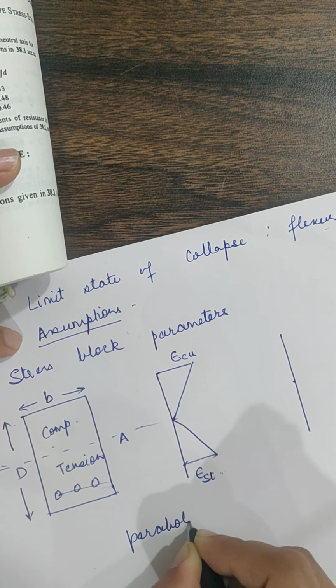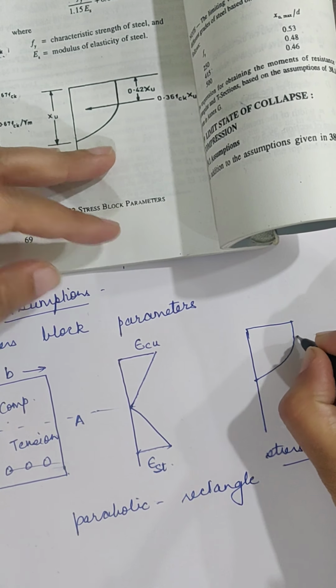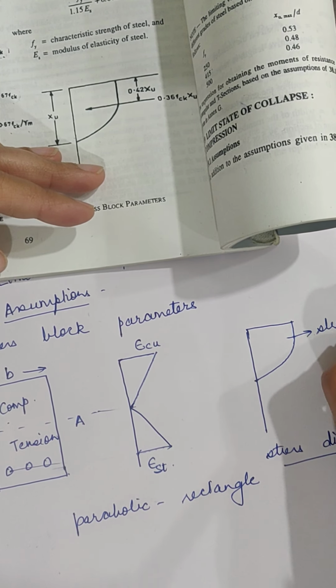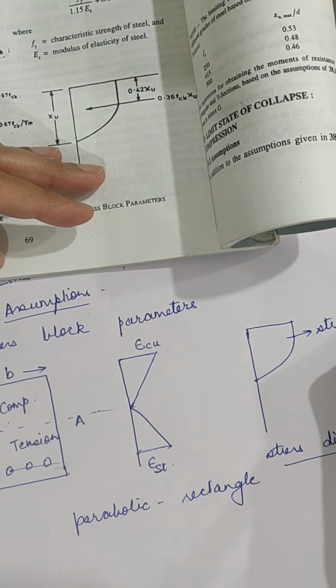Clear? So this particular curve, when it is drawn with respect to depth of the section, will be parabolic initially and then it will be followed by rectangular. So this is the stress diagram. This stress curve for concrete is basically called the stress block for concrete. So it is the concrete stress block.